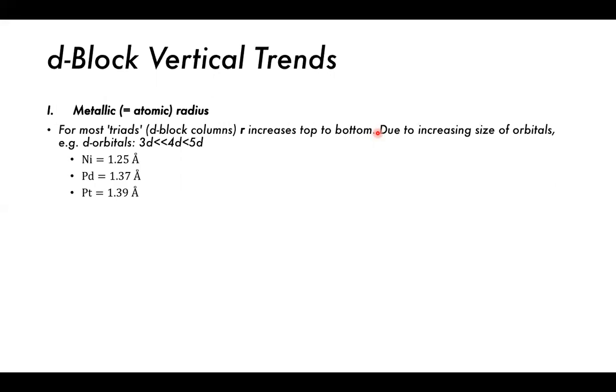And the reason for that large increase from 3 to 4, so here we've got a 0.12 angstrom increase, and a 0.02 increase from palladium to platinum. The large increase here is brought about because of the f orbitals being added, because the f orbitals first appear in the 4th shell, when n is equal to 4 in our quantum number.